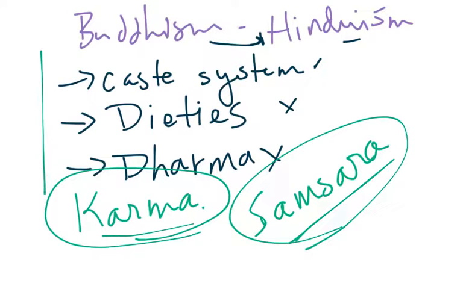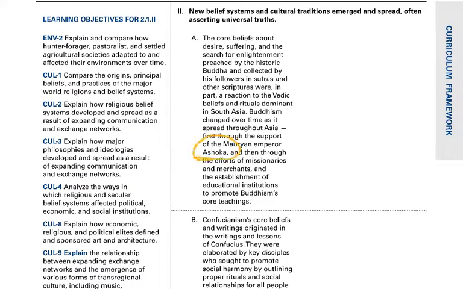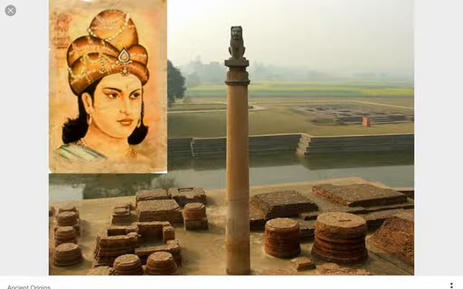An important Buddhist you want to know is Ashoka. Ashoka is a Mauryan emperor, born as a Hindu, and then converts to Buddhism. After his conversion to Buddhism, he promotes Buddhism within the empire, building these pillars throughout the empire with Buddhist teachings and Buddhist writings, and really creates a space for the religion to grow within the Mauryan Empire.